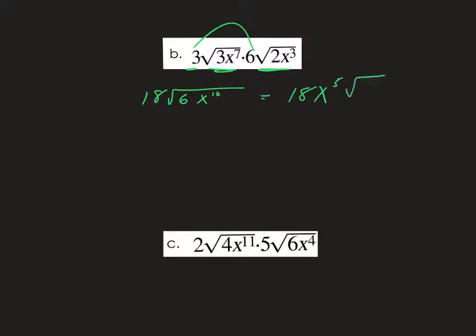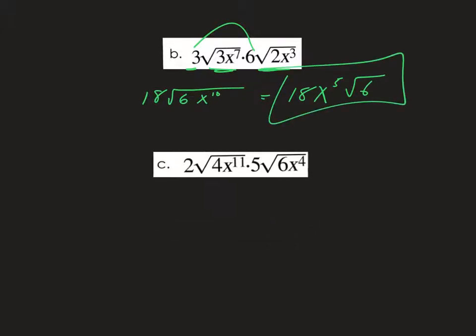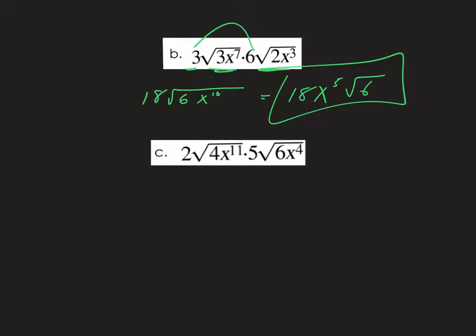I'm going to divide by 2, and I'm going to leave the 6 underneath because 3 times 2, neither one of those are perfect squares. So my final answer is right there. All right, C. Okay, I got my 2 and my 5. That's going to give us a 10. And then that's going to be 4 times 6 is 24. And x to the 11th times x to the 4th is x to the 15th.